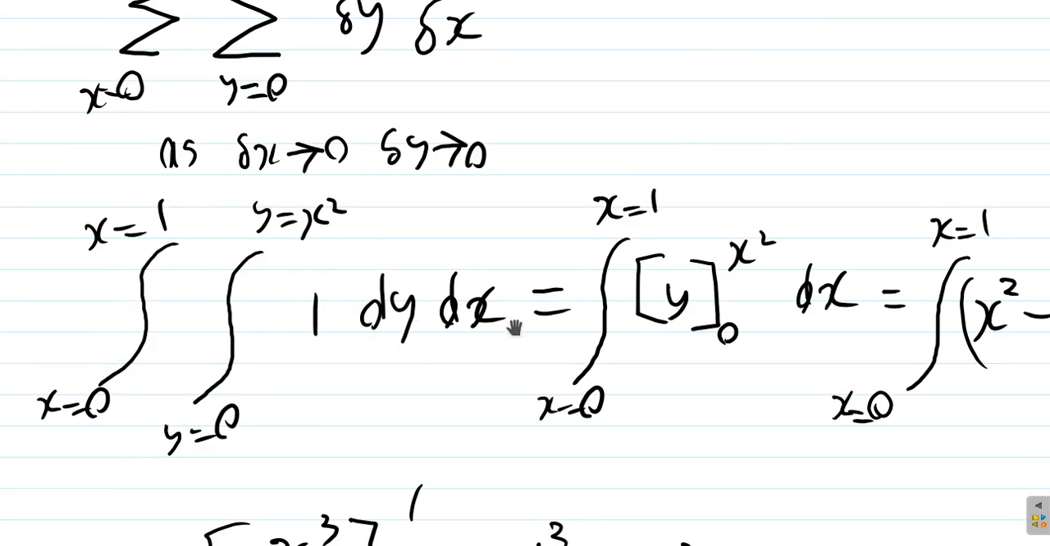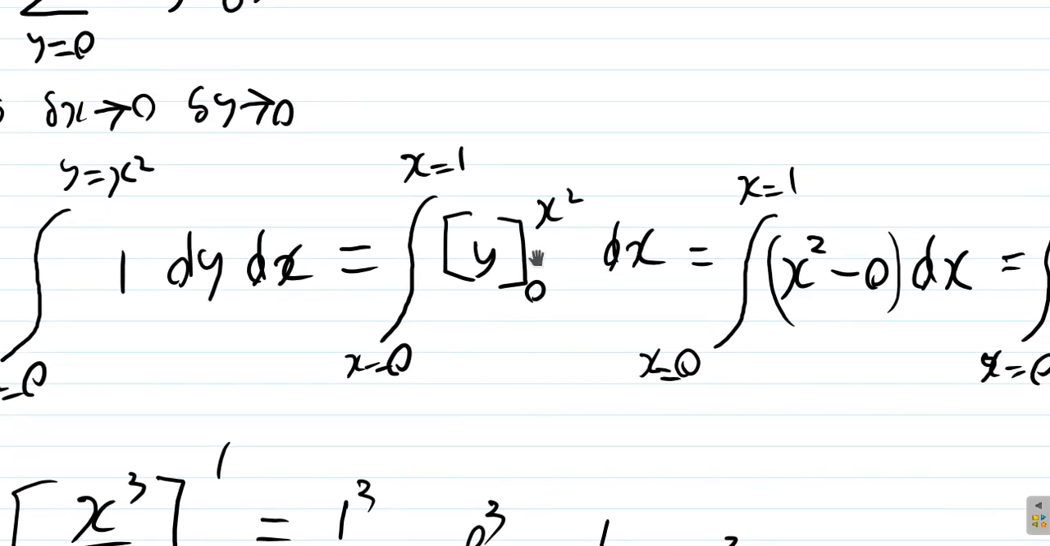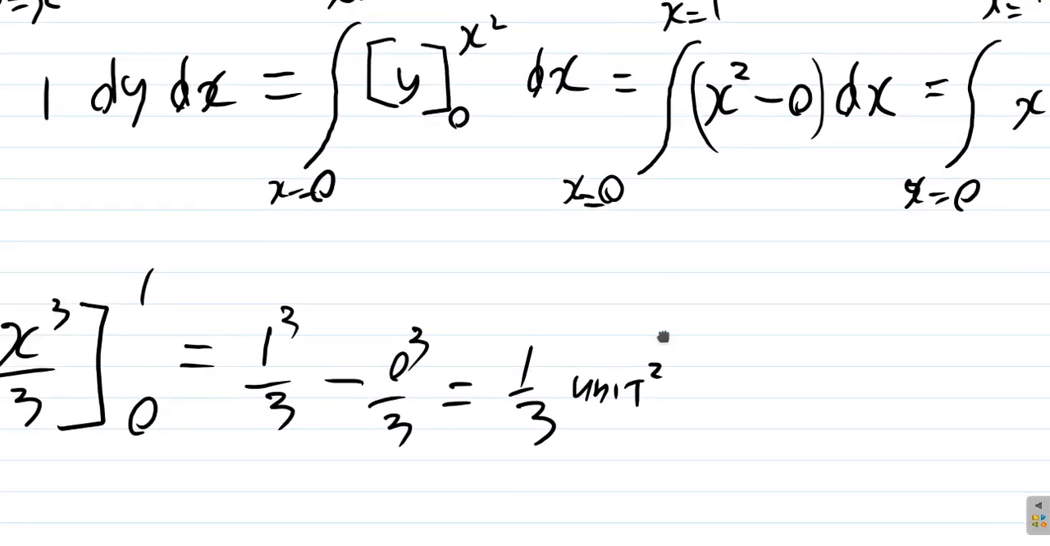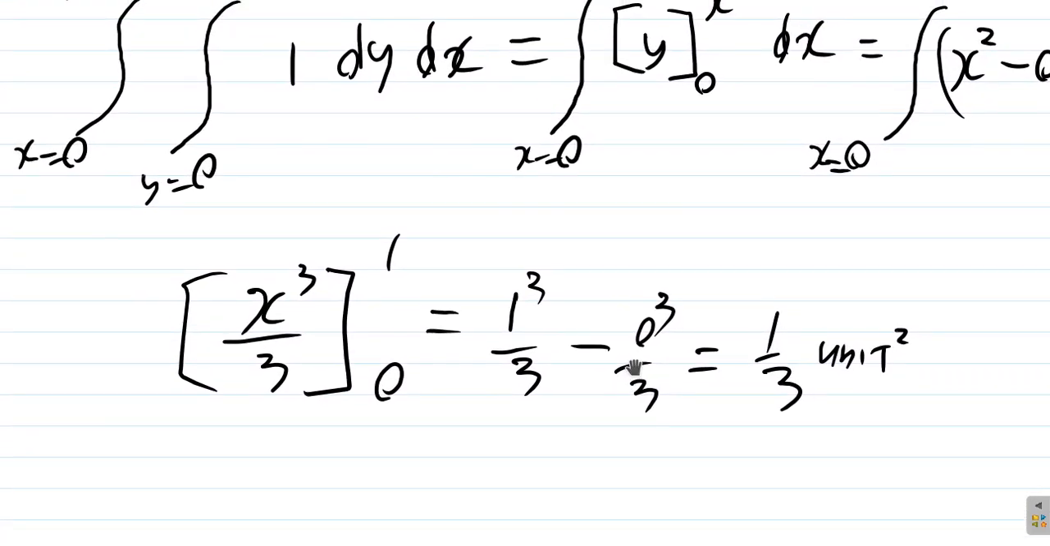So, quick revision: we're integrating from 0 up to x squared of dy, and then across from x equals 0 to 1, dx. So we're integrating from x equals 0 to x equals 1 of x squared dx. That will give us x cubed over 3, which equals 1 cubed over 3 minus 0 cubed over 3, which is 1/3.